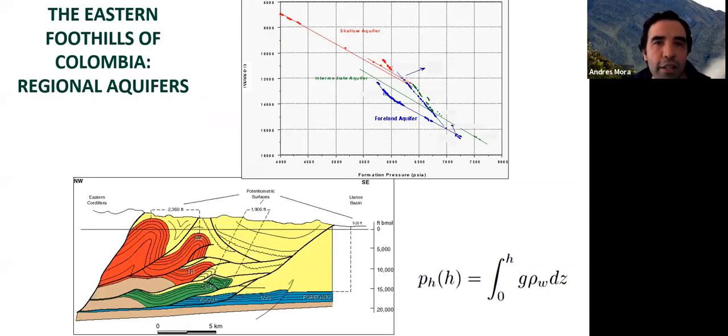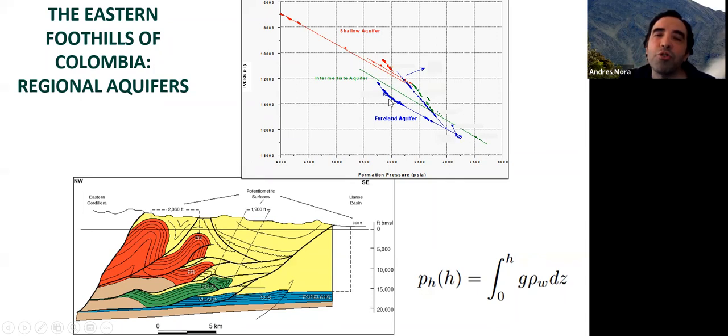And then these are the actual pressure data from the foothills. What we see is the following: different trends, the foreland aquifer with this water trend here, and then an intermediate aquifer with this green trend, and the red, the westernmost aquifer regime. If we use this equation, that is very simple, multiplying the acceleration of gravity, the density of the water, and the depth, we can find whether these pressure measurements are in hydrostatic state. And what we find is that this blue trend is perfectly hydrostatic. All the measurements from RFTs and DSTs would suggest that this is a hydrostatic gradient, that we don't have overpressure at that level.